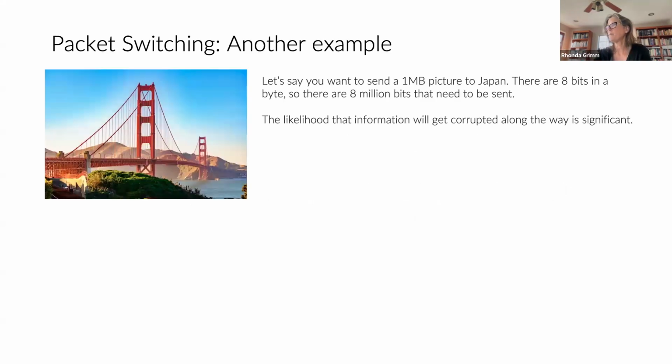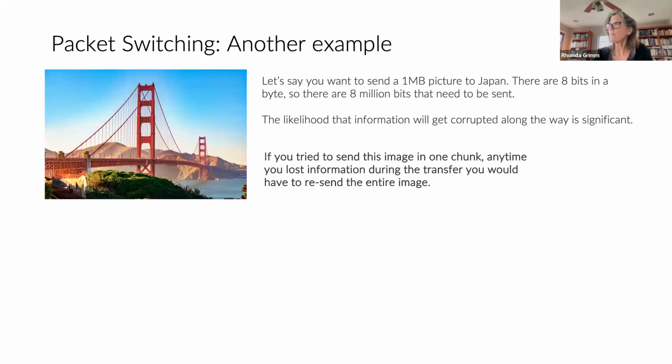So let's take another example. Say you've got your buddy in Japan, you're in San Francisco, and you want to send this 1 megabyte picture to Japan. There are 8 bits in a byte, so this picture has 8 million bits that need to be sent. So the likelihood that information is going to get messed up on the way is pretty high. If you tried to send this whole image in just one big go, you're going to lose something, and then you would have to start all over and retransmit it again and again.